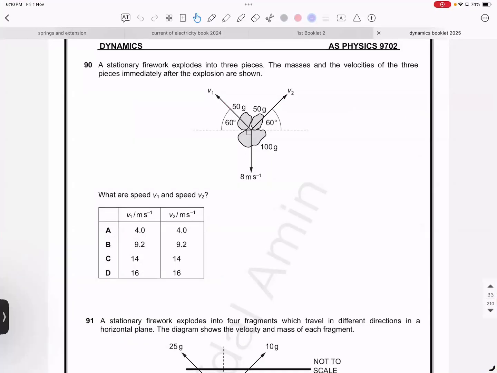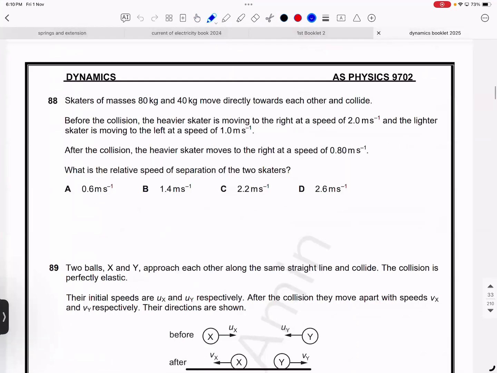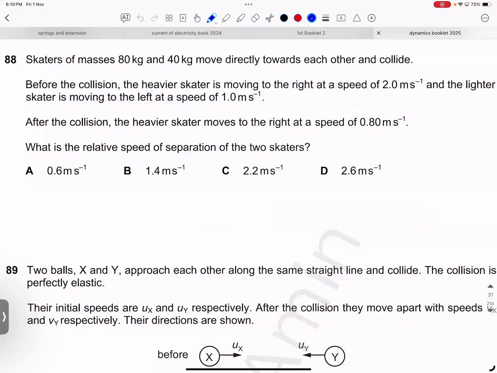Okay, so dear students, first of all, we are going to solve MCQs, paper 1 from dynamics, from question number 88. The skaters of masses 80 kilogram and 40 kilogram move directly towards each other and collide. Before the collision, the heavier skater is moving to the right with a speed of 2 meters per second, and the lighter skater is moving at a speed of 1 meters per second to the left.